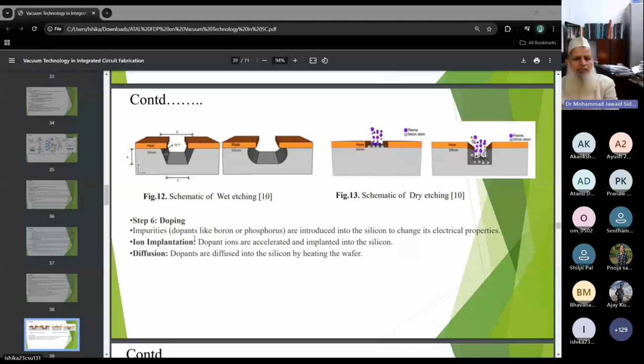Yeah, so these are the figures showing the wet etching and dry etching. In wet etching, you see the undercuts are there, but in dry etching, undercuts are not there. Yes, doping, as I told you, can be done with the help of diffusion or ion implantation. Yes, please go to the next slide.